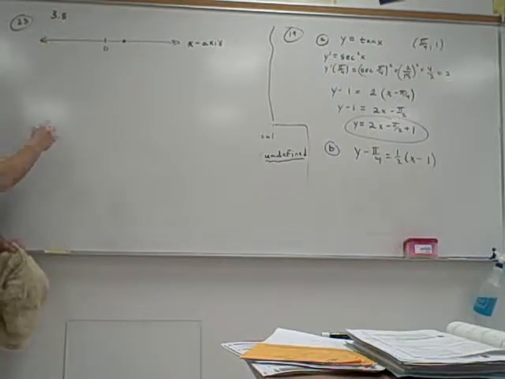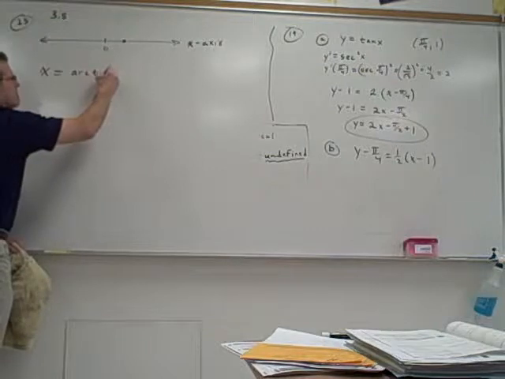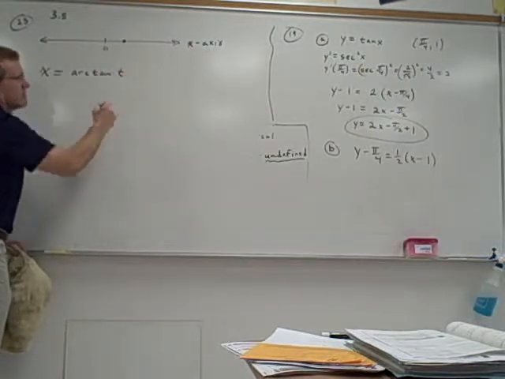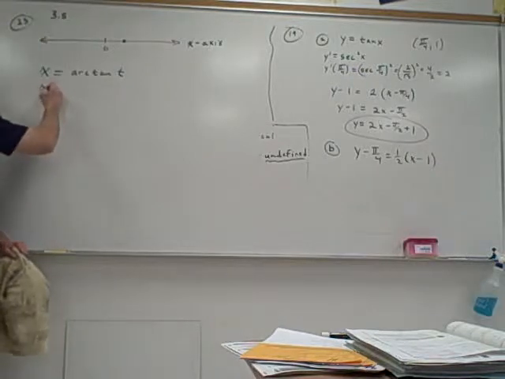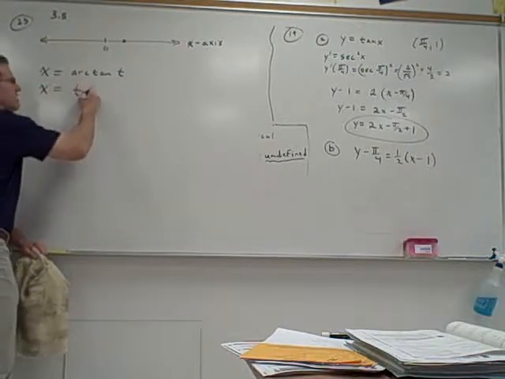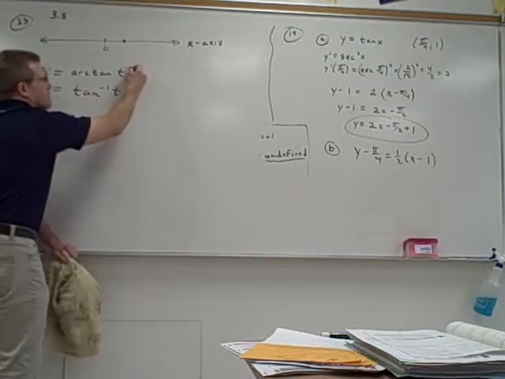Okay? Its position is given by this. Its x-coordinate is the arctangent of t. T is time. So at any given time, you can find out its position. That is a fancy way of writing inverse tangent of t. Arctangent and inverse tangent mean the same thing.